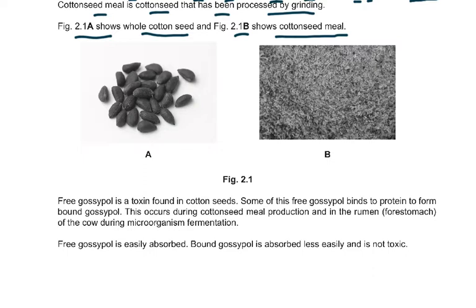Now, we want to discuss something else. Free Gossypol is a toxin found in cotton seeds. Some of this free Gossypol binds to protein to form bound Gossypol. So the free Gossypol becomes the bound Gossypol, and this occurs during cottonseed meal production and in the rumen, the forestomach of the cow, during microorganism fermentation.